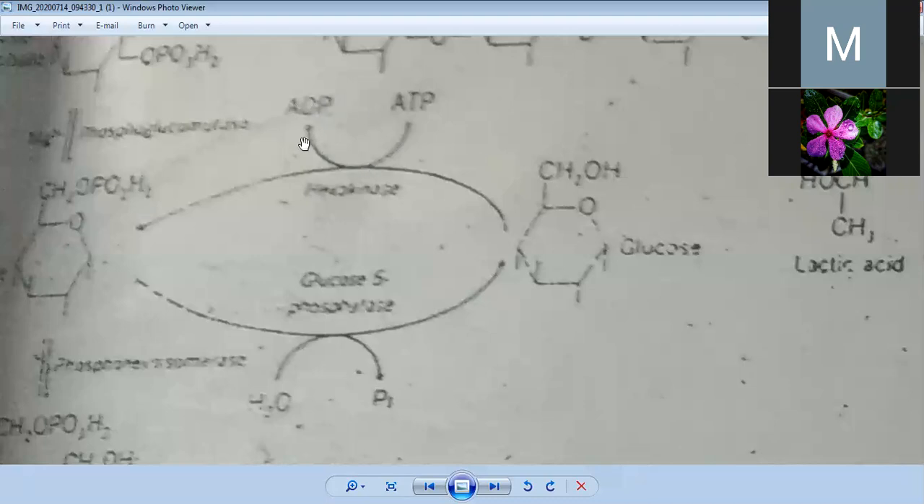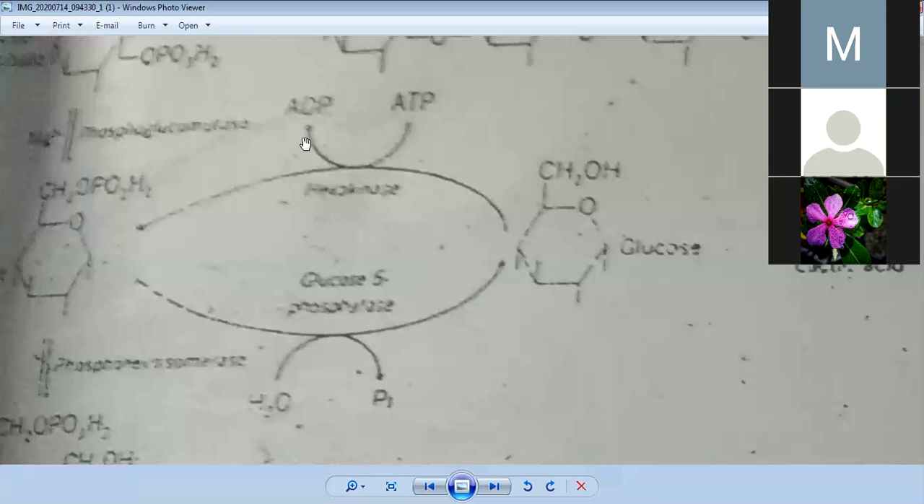Last class we taught you. Kinase. Hexokinase. Why hexokinase? Because here the carbon number is 6. This is why it is known as hexokinase. So this is the first reaction.